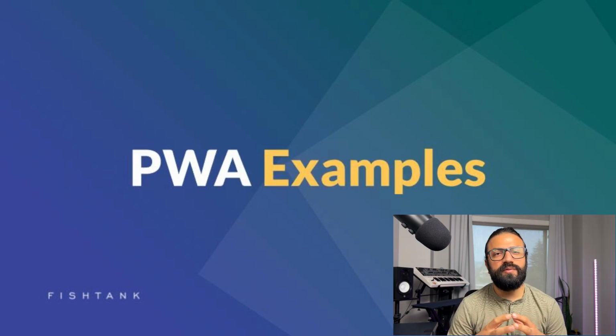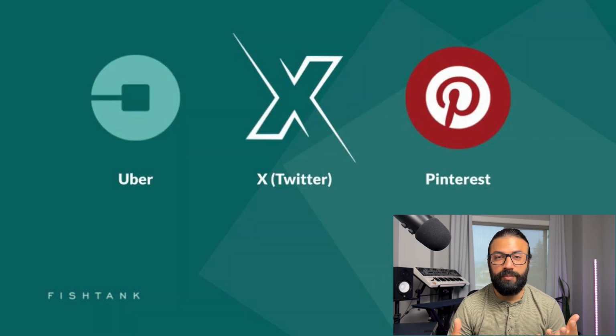Now, here are some examples of companies who are benefiting from using progressive web apps that you might be familiar with: Uber, X, and Pinterest. There are a lot more examples of companies who are using PWAs, but these are some of them who have benefited from switching to a PWA app, which has enhanced their user experience for their customers and also allowed for connectivity and accessibility to all of their content and features, even in areas with low connectivity.